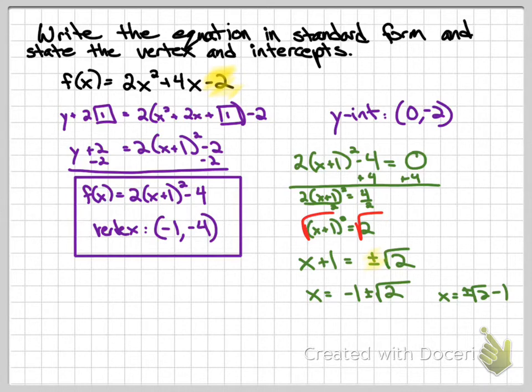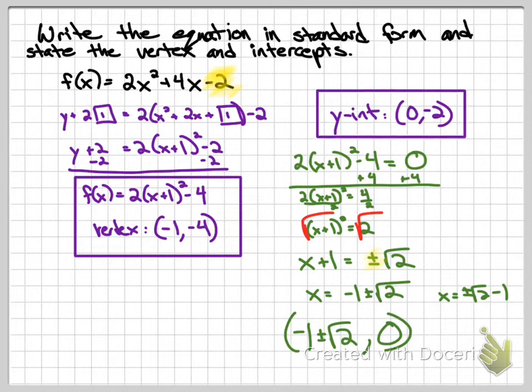But more importantly, for your answer blank, do not put a box around this. That is not the x-intercept. An x-intercept is a point. Actually, it's 2 points, right? -1 plus or minus root 2, comma, 0. Make sure you answer your intercepts as points. Okay, so hopefully that helps you a little bit.